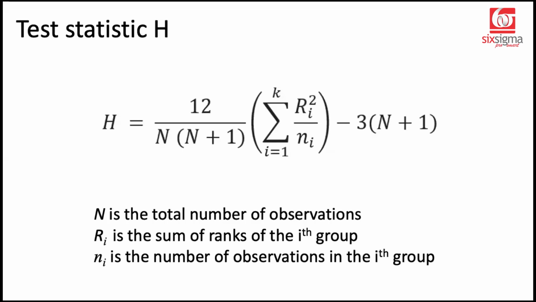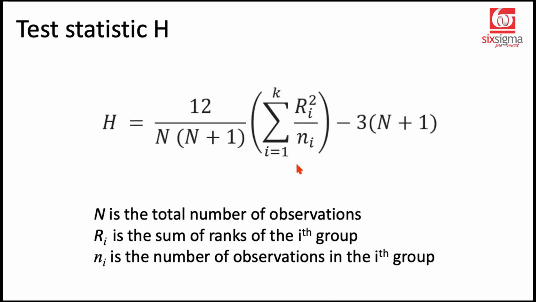Let's have a look at the test statistic. Well, it looks a little daunting, but it is a lot easier compared to the kind of test statistics that we have seen so far. It will be very easy for you to compute. Let's just understand the terms involved. So this test statistic is denoted by the symbol H, and we have certain terms here. For example, this uppercase N represents the total number of observations that we have, adding all three groups. This Ri is representing the sum of ranks for the ith group. And this Ni, N subscript i, represents the number of observations for the ith group.